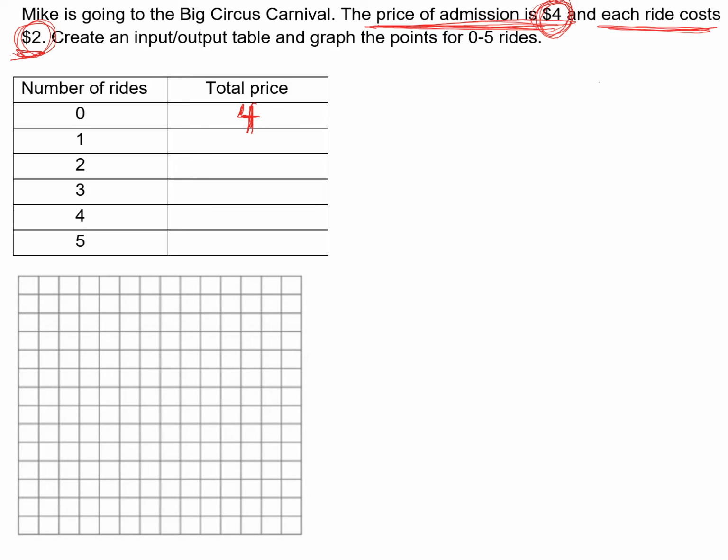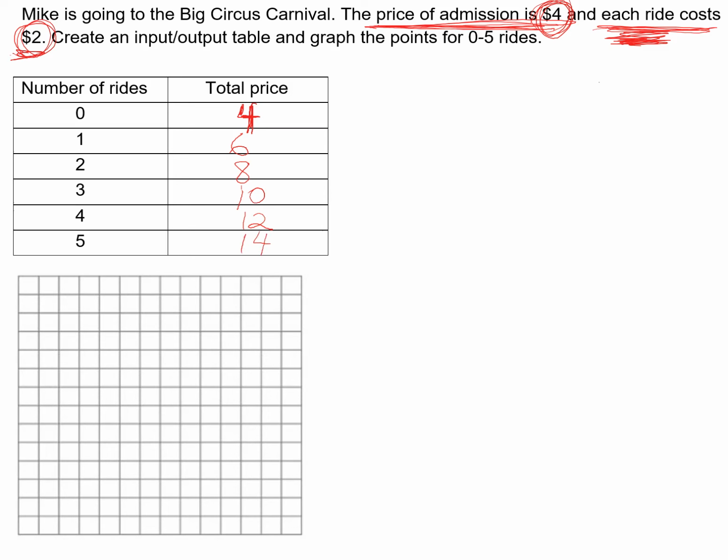You can decide how many rides you go on, but each ride after that is going to cost $2. That makes $2 our constant rate of change. So for each ride you go on, you would add on an additional $2. 4 plus 2, 6 plus 2, 8 plus 2. For 4 rides, 10 plus 2. For 5 rides, 12 plus 2. And this would be our input-output table.